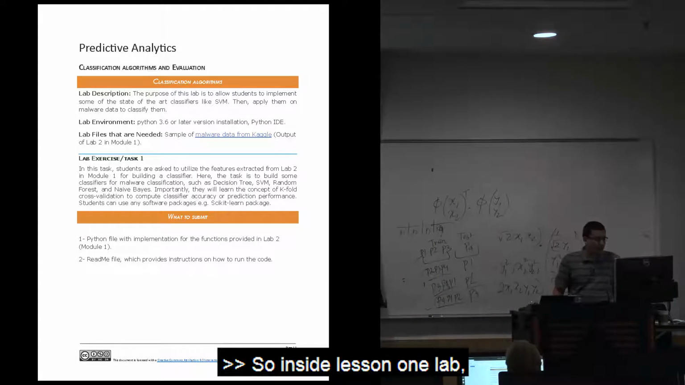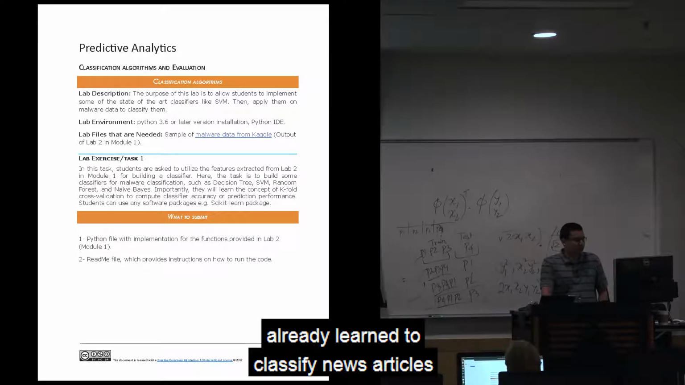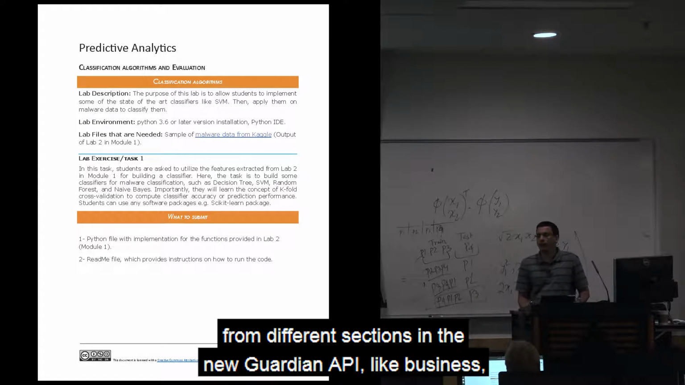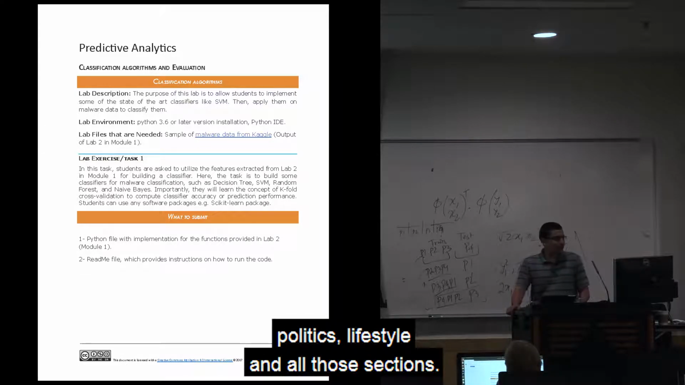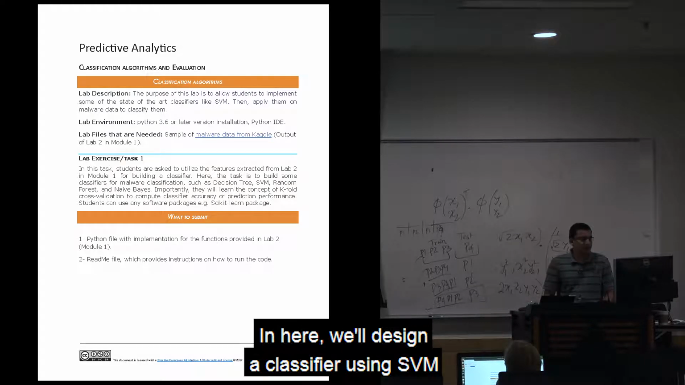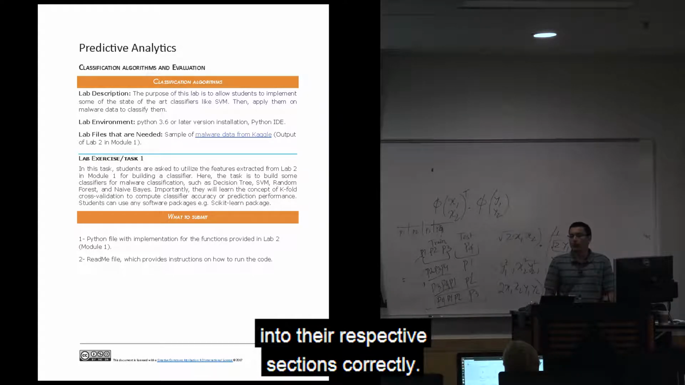So, inside the lesson 1 lab, we will be using the feature extraction techniques we have already learned to classify news articles into different categories. The dataset contains news articles that have been collected from different sections in the Guardian API, like business, politics, lifestyle and all those sections. Here we will design a classifier using the SVM classification method, so that we can classify them into their respective sections correctly.